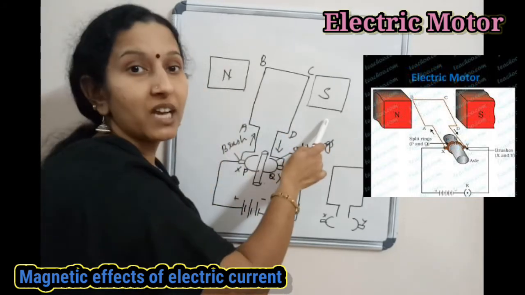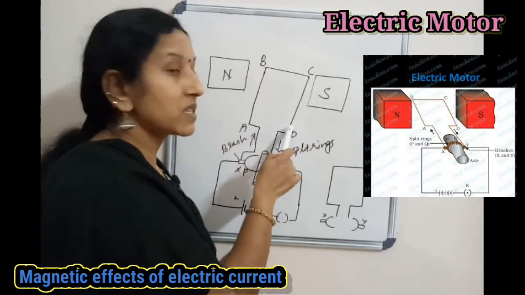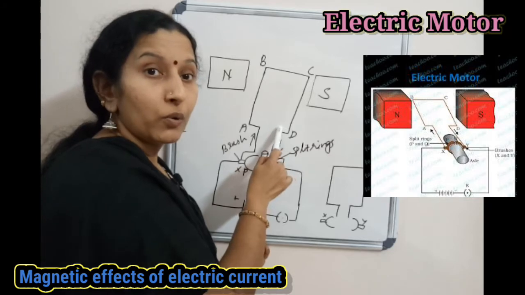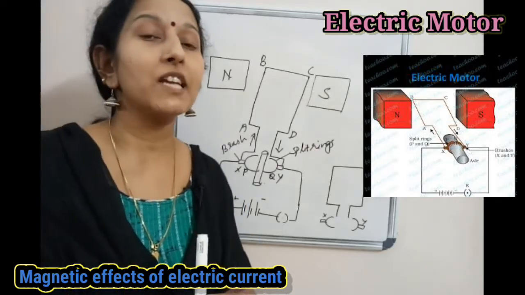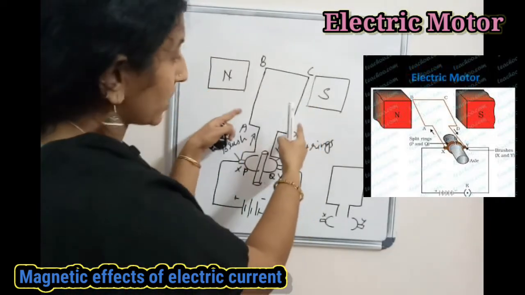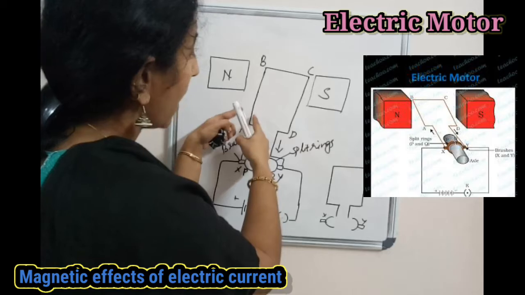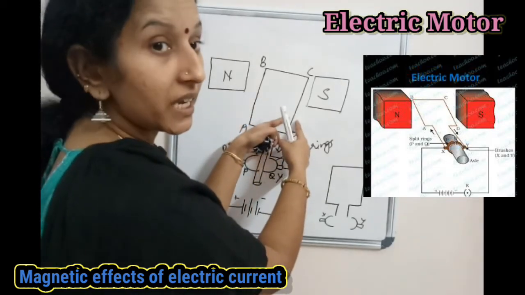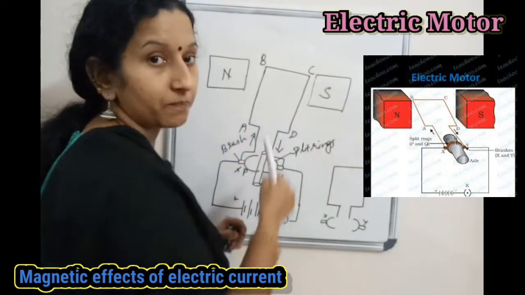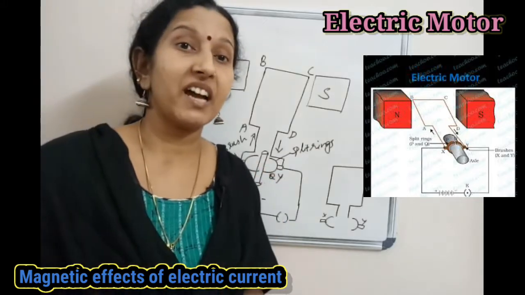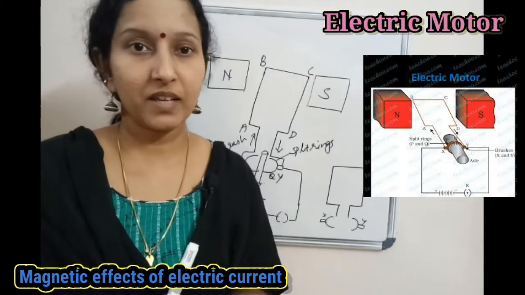It is placed between the poles of the magnet in such a way that arm AB and arm CD are perpendicular to the direction of the magnetic field. So that is very important, right? So the armature coil ABCD is placed between the poles of the magnet in such a way that arm AB and arm CD are perpendicular to the direction of the magnetic field. That's the second line.